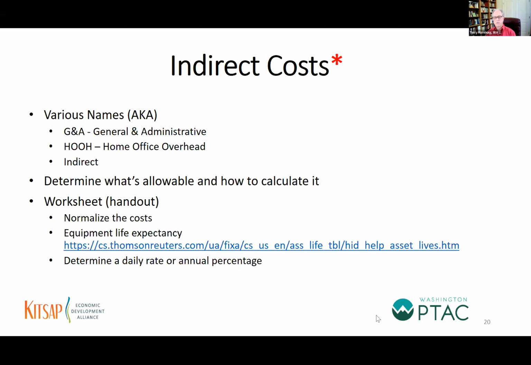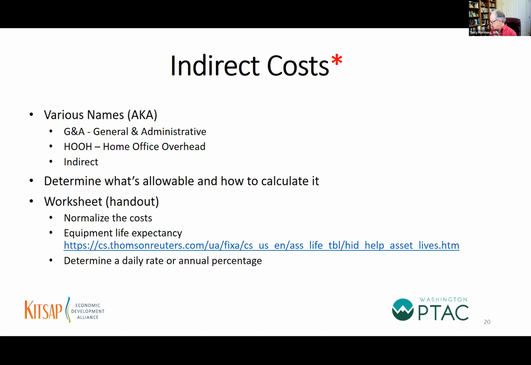So the various names of indirect costs. There's general and administrative, what we call G&A. There's home office overhead. In construction, they have 2 types of overhead: on-site overhead and home office overhead. Some companies just call it their indirect costs. Now, some companies can have both G&A and home office overhead, and other companies will put them all together into one pool. Both are fine. You can separate them out or you can combine them. Doesn't matter. So you need to determine what's allowable and how to calculate it.